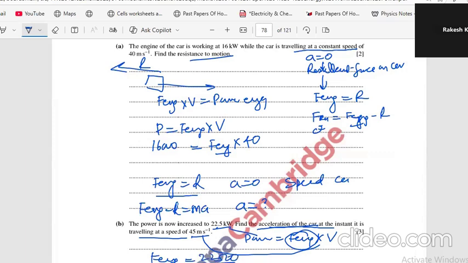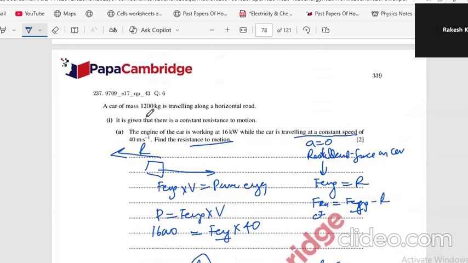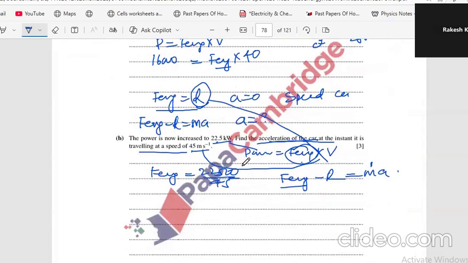22,500 divided by 45. Now the resistance will come from here because that must be fixed. So now we have got a resultant force, F engine minus R. Whatever value you get here, you put it here, this you get from here, and that is equal to MA. And mass, do you know the mass? Yes, you know the mass, and then you get the acceleration.